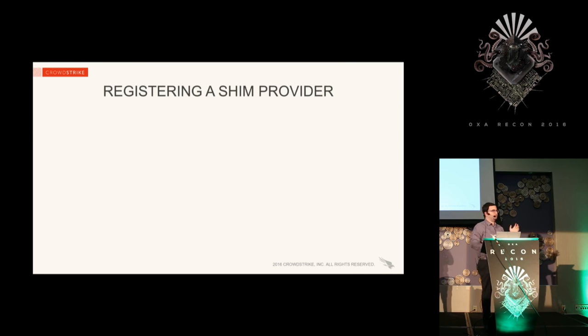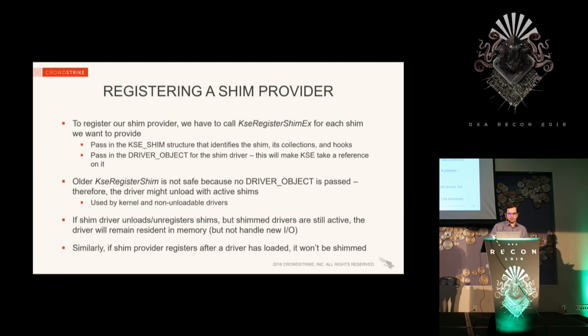So once you've defined all these structures, how do you then register for a shim provider? Well, there's a nice little export API for you called KSC register shim.ex. And you basically pass in that KSC shim structure, which identifies your shim, your GUID, your name, the collections of hooks and the actual hooks, and you pass in your driver object. That means that KSC will now take a reference on your driver. And if you actually try to unload your driver while you're still shimming things, it won't actually let you unload.